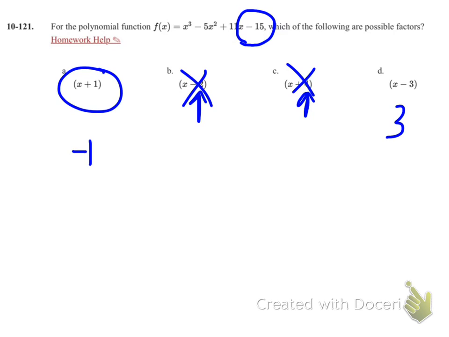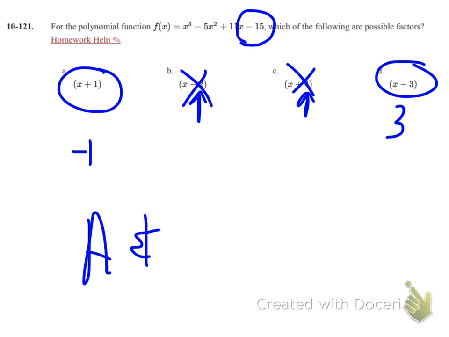And positive 3, so x minus 3 could also be a possible factor. So on this one, there are two possibilities, x plus 1 or x minus 3. Both a and d would be possible factors.